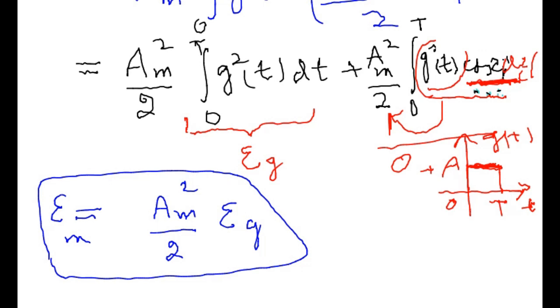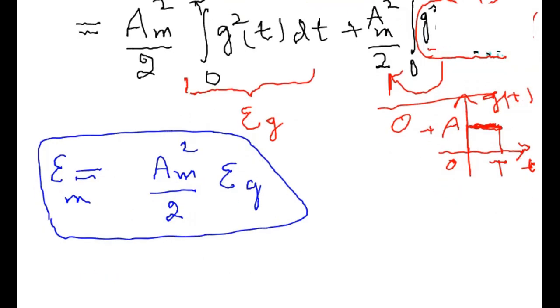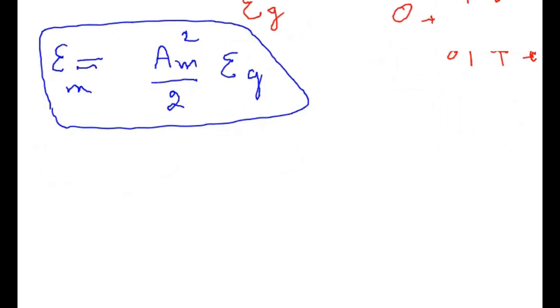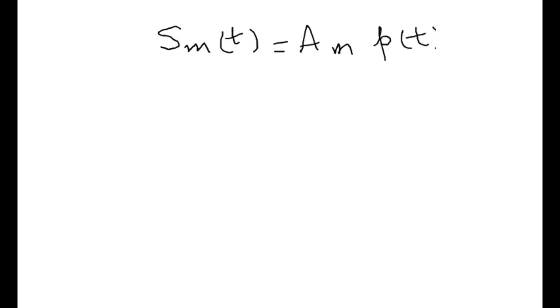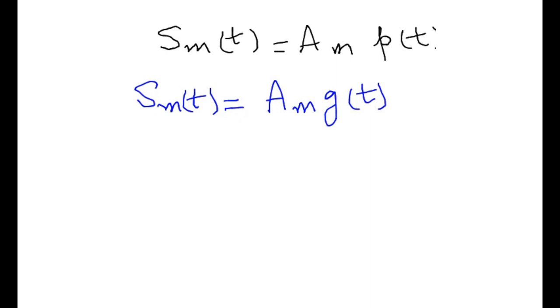Now if you compare your carrier modulated signal with the one we studied earlier, let me write both and then we will compare those signals. We just derived the energy, and earlier for a baseband PAM signal we said that s_m(t) is A_m p(t). And for the band pass signal we said that s_m(t) is A_m g(t) cos of omega_c t. We said this is our band pass signal.